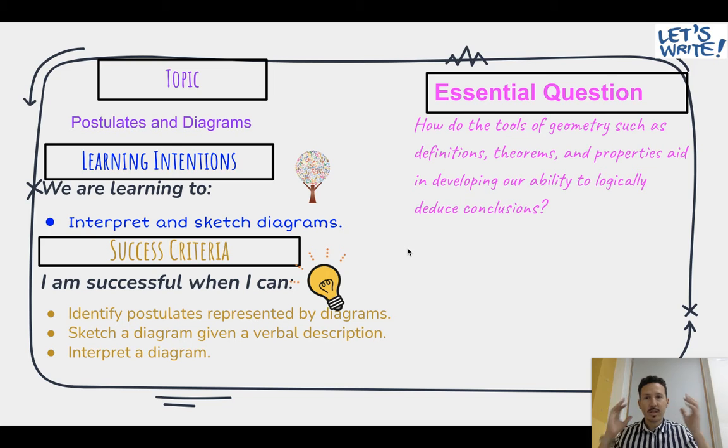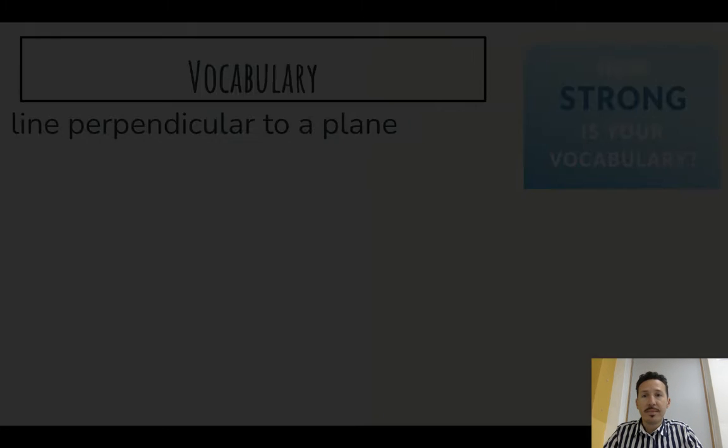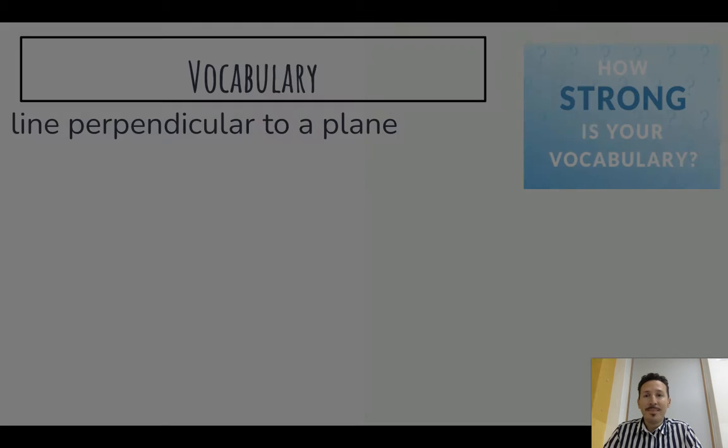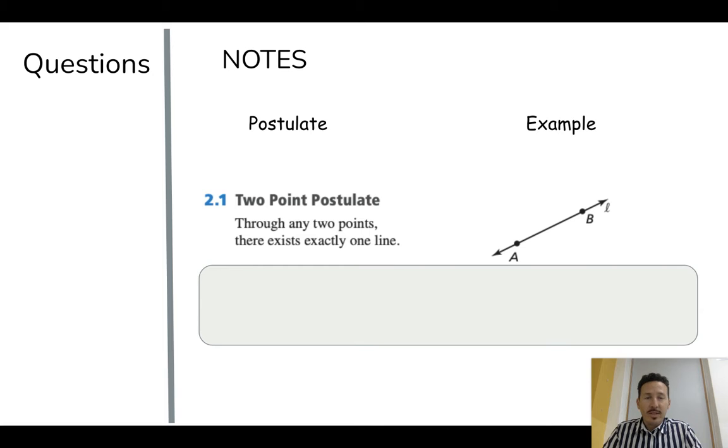So now we're trying to use our spatial skills here. The vocabulary that you want to focus on is a line perpendicular to a plane. So a lot of this you're going to have to start to visualize, and we have examples that are drawn out for you.